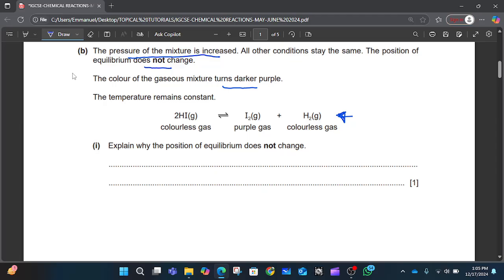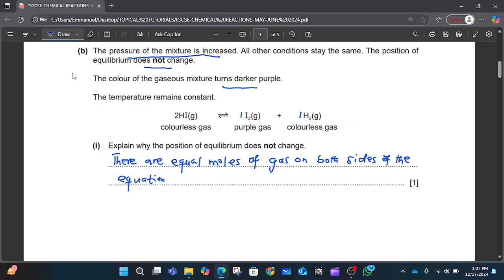But when we look at this reaction, there are 2 moles of gas particles at the reactant side, and also there are 2 moles of gas at the product side. So it means that the number of molecules of gas at both sides of the reaction is the same. So there is no way the equilibrium is going to shift to either side of the equation. So we have to say that there are equal moles of gas on both sides of the equation, and it is the reason why the equilibrium does not shift to any side of the equation.